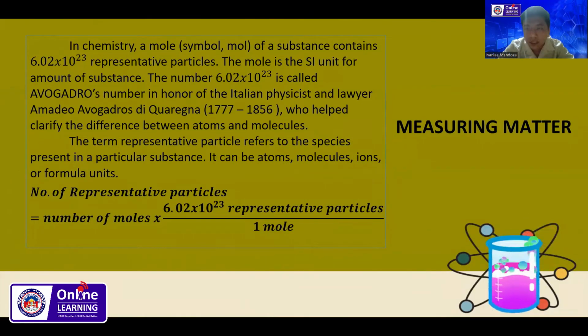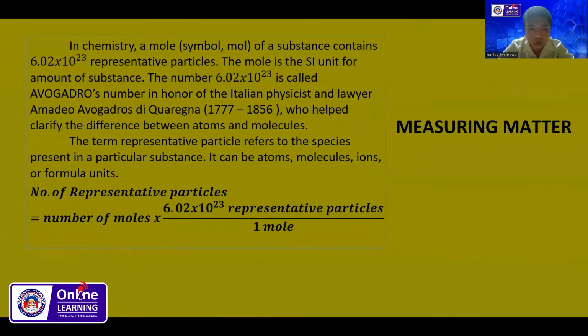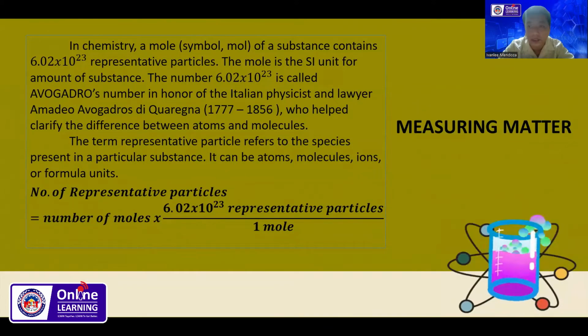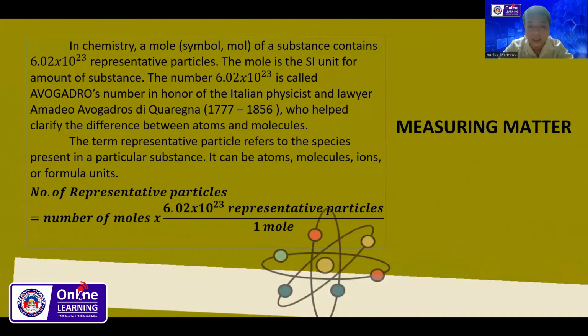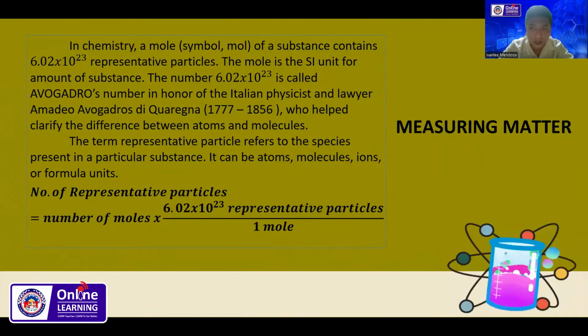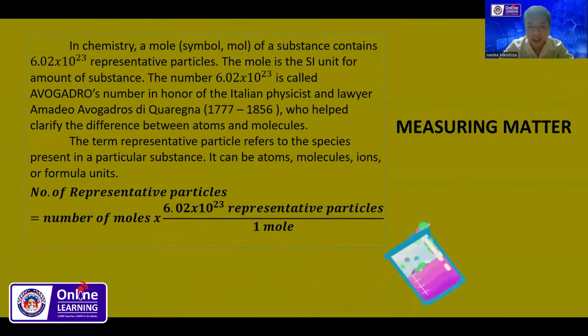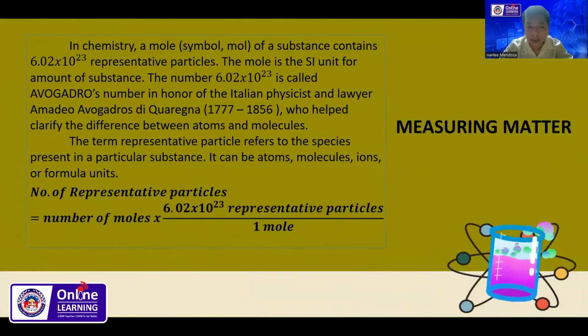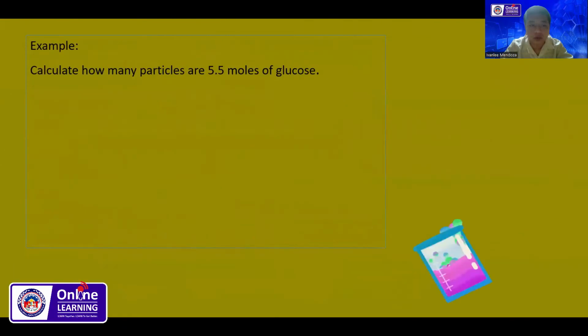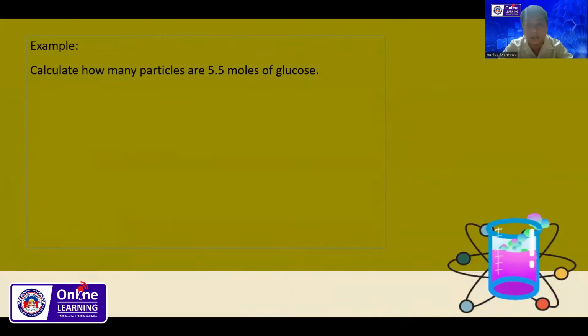Now, in regard to that, we have here the formula to determine the number of representative particles, which is equivalent to the number of moles times 6.02 times 10 to the 23 representative particles divided by 1 mole. So that is the formula for the relationship between the representative particles and the number of moles. In line with that, we have here an example of how to use that particular formula.